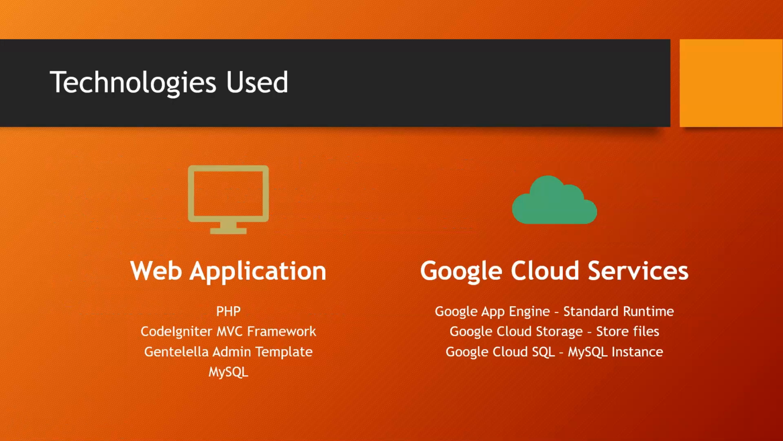So it's a web application which is written in PHP using the CodeIgniter MVC framework. It is using the Gentelella admin template, which is based on Twitter Bootstrap 3, and we use MySQL as the database. In terms of Google Cloud, when we host the web application, we use Google App Engine standard runtime, and again, we just want to prove to our clients the billing and how cheap it is to run this application on Google Cloud. And we use Google Cloud Storage to store the files securely.